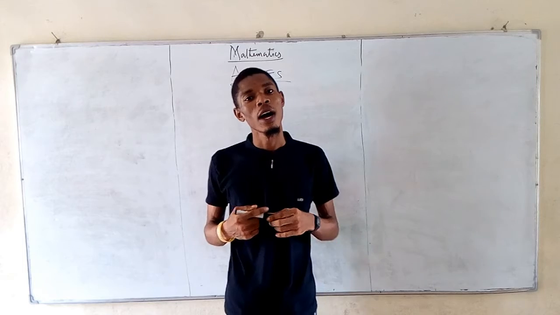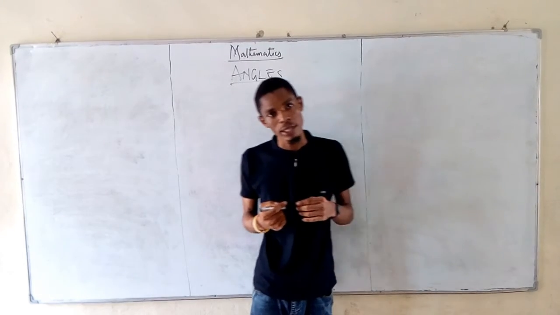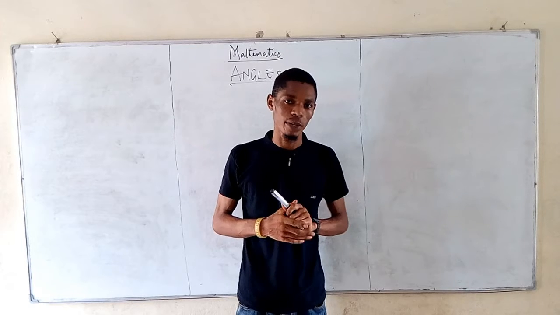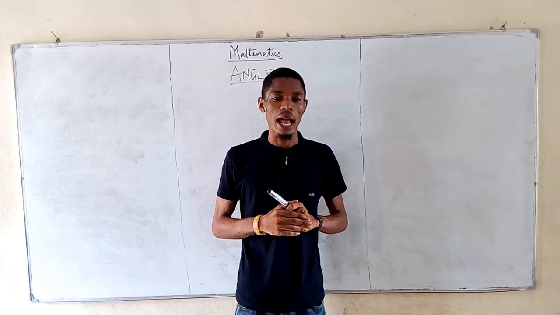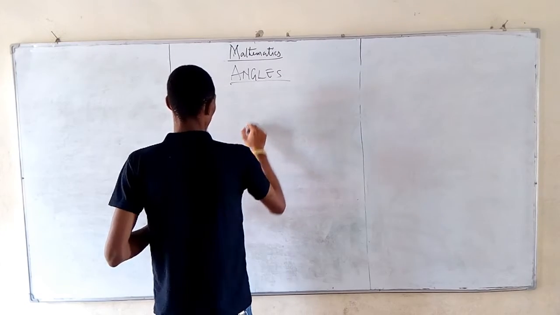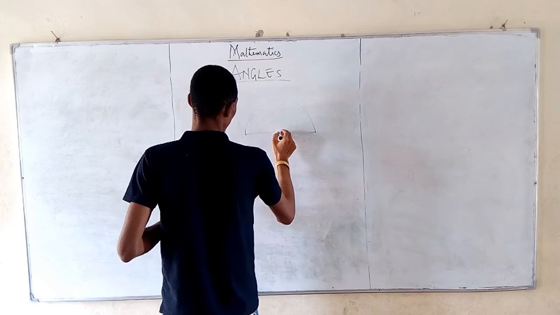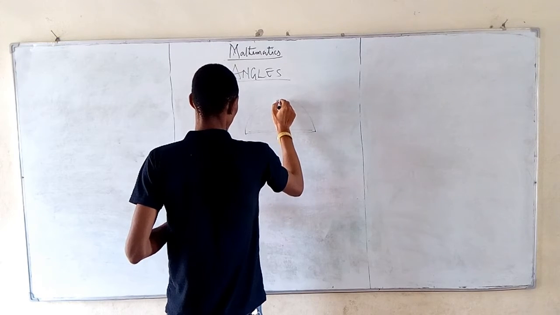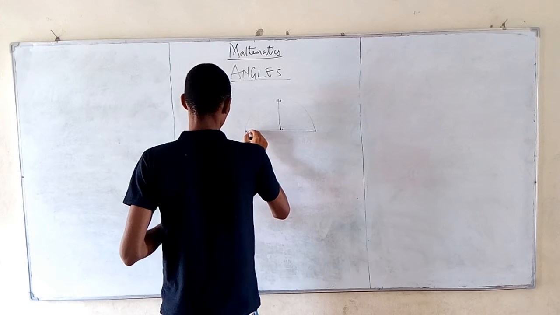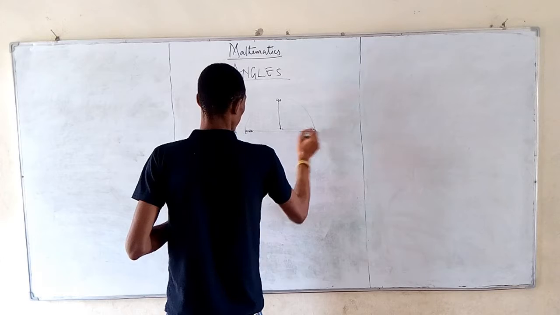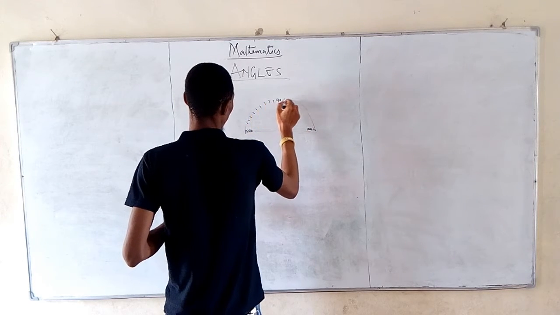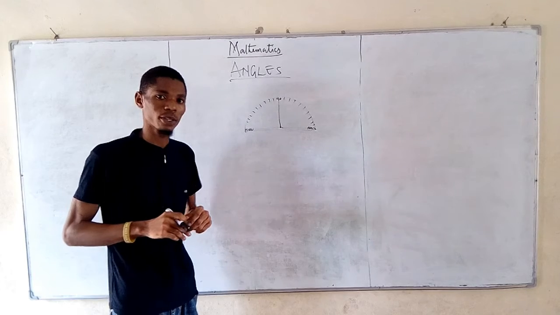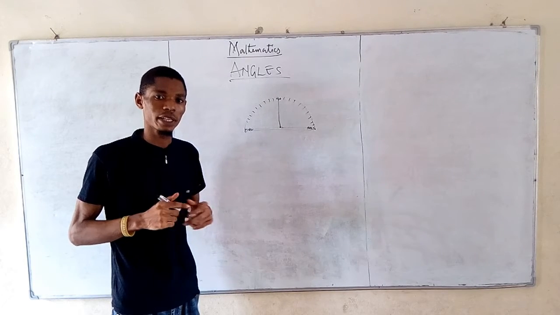Now angles, the instrument used in measuring angles is the protractor. The protractor is the major instrument used in measuring angles. The protractor looks like this, from a mathematical set. It has a line like this. This point is 90. This point is 0 or 180. This one is 180 or 0. And it has graduations like this all around. This is how your protractor looks in the mathematical set, and this is the basic tool used in measuring angles.